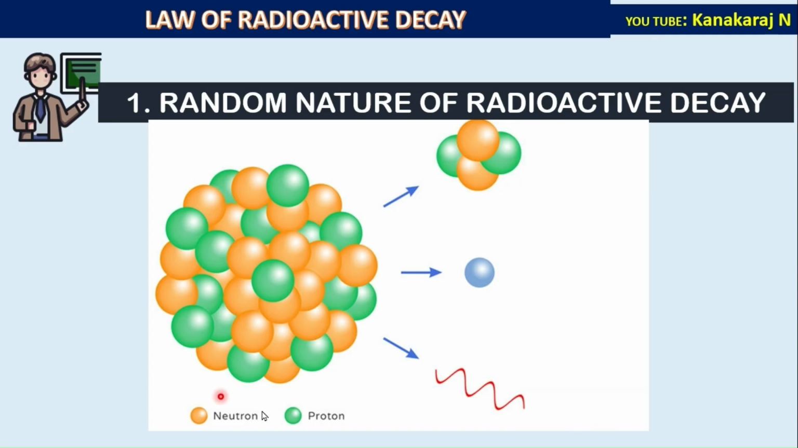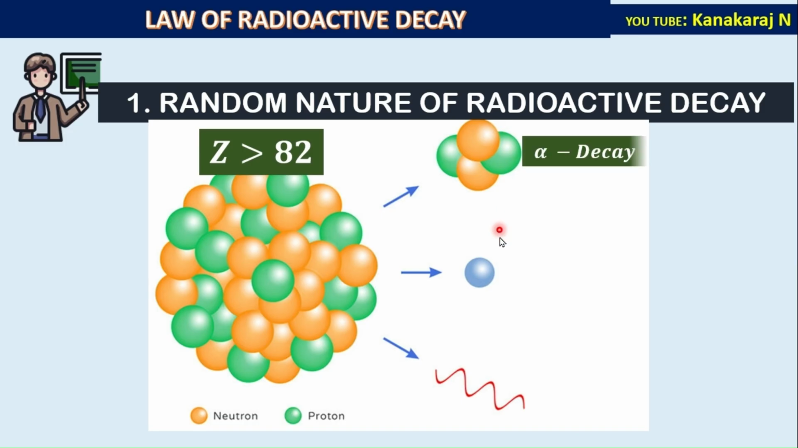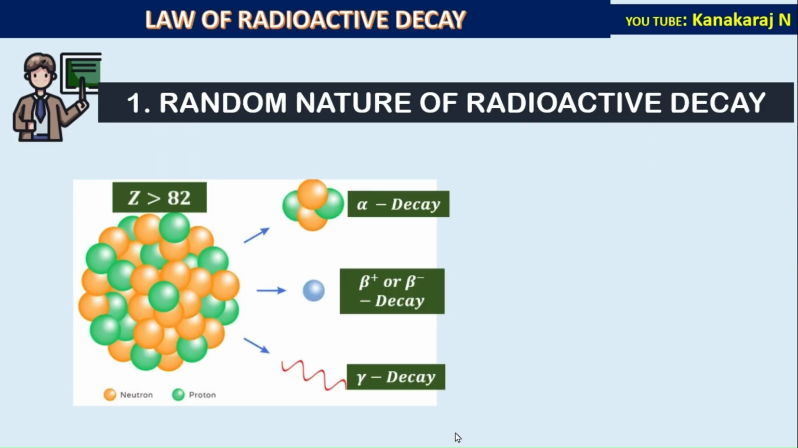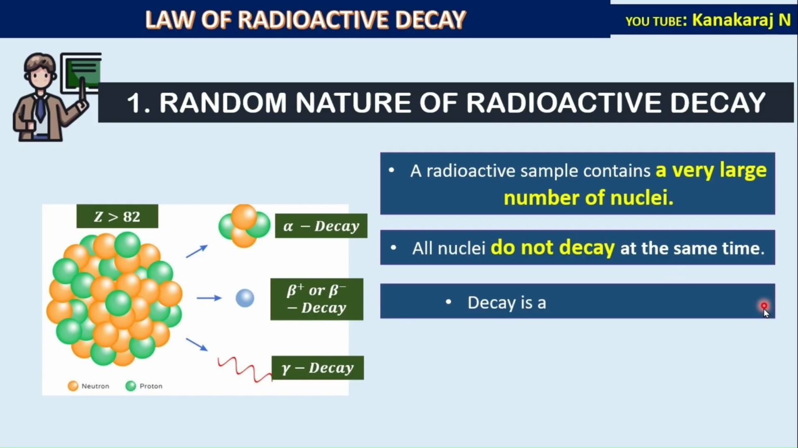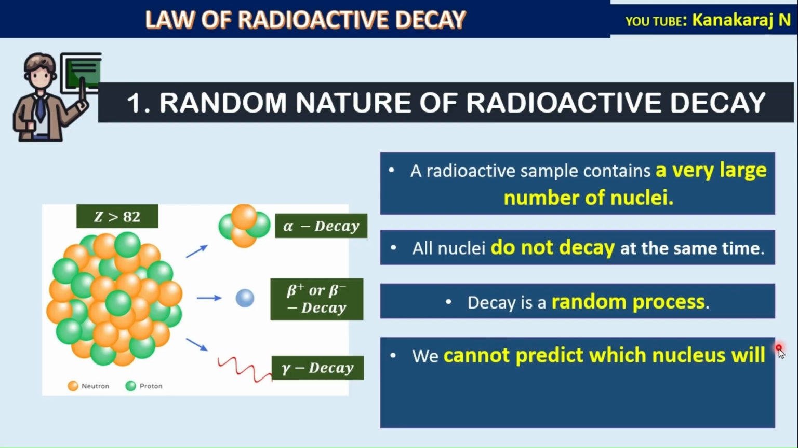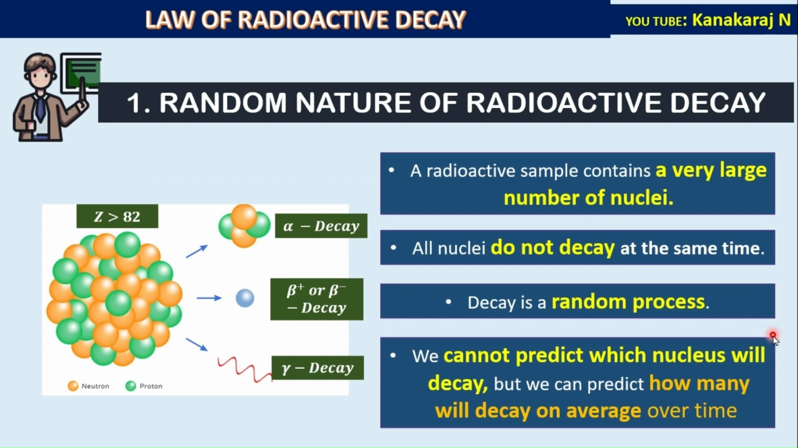Here we have an atomic nucleus whose atomic number is greater than 82. These undergo natural radioactivity, decaying by emitting alpha, beta and gamma. A radioactive sample contains a large number of nuclei. All nuclei do not decay at the same time. Decay is a random process. We cannot predict which nucleus will decay, but we can predict how many will decay on average over time.